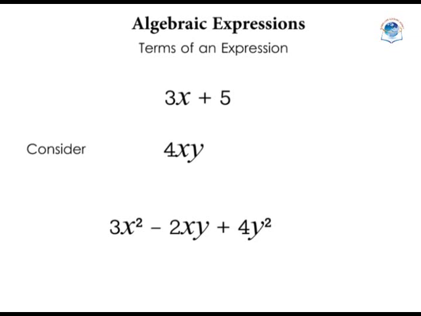Consider 3x squared minus 2xy plus 4y squared. We have three terms, 3x squared, minus 2xy and 4y squared. 3 is the coefficient of x squared, minus 2 is the coefficient of xy, and 4 is the coefficient of y squared.